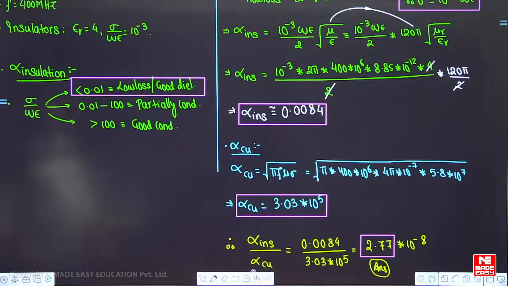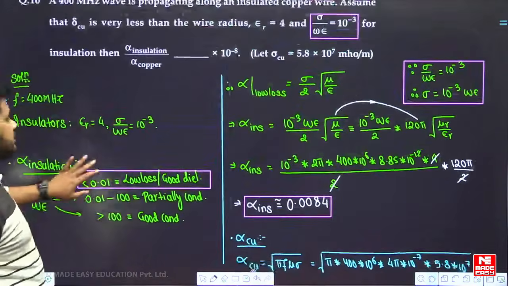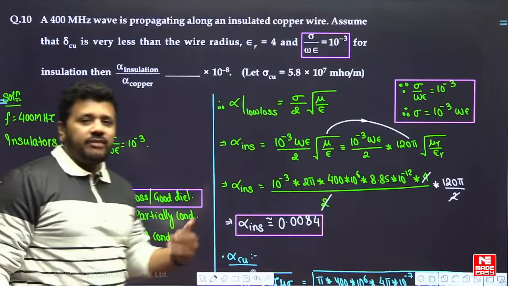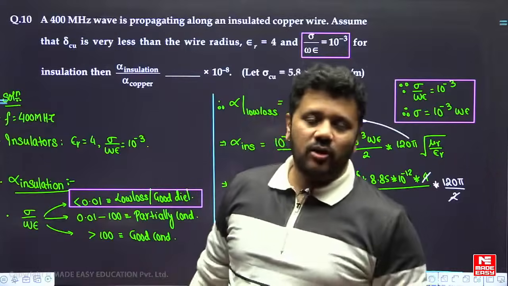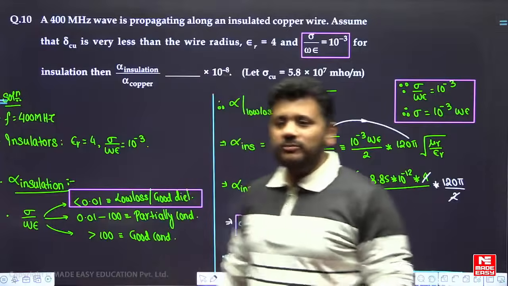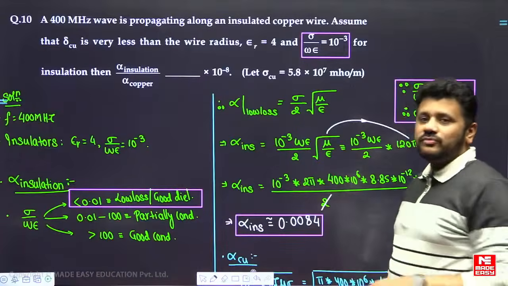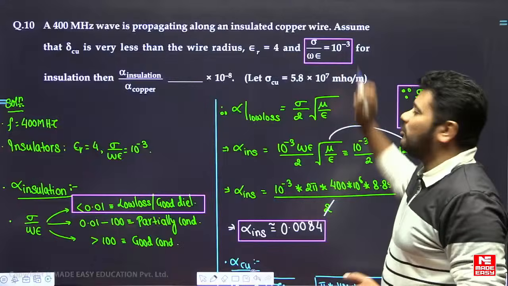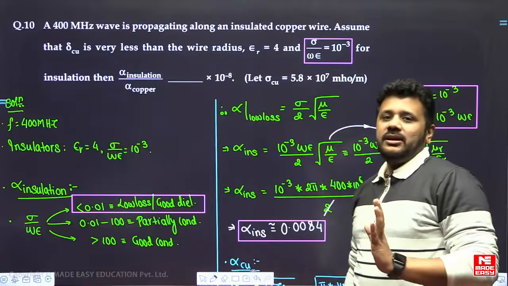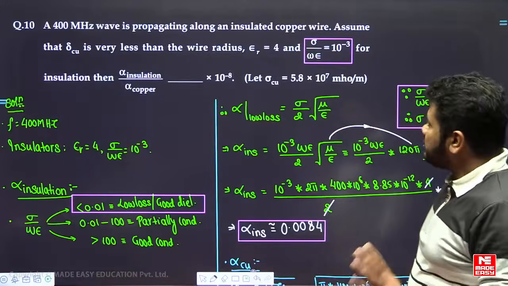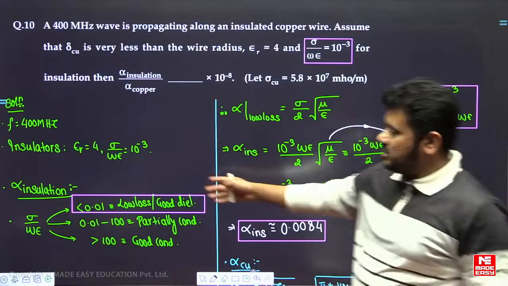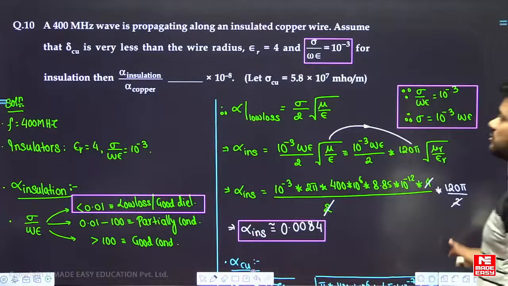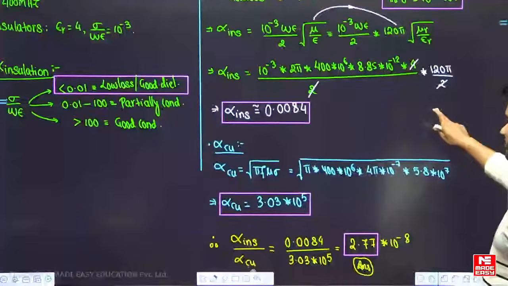Clear? So, here the catch was about how to find this alpha of insulation, because most of the students will be comfortable in finding alpha of copper, because directly this copper is a good conductor. So, we can directly use the formula of good conductor. The catch was how to find the alpha of insulation. So, for the alpha of insulation, this sigma upon omega epsilon range is given, right. Okay. So, from there we will use this concept, and from here only we can get the value of alpha of insulation, right. So, answer is 2.77, correct.